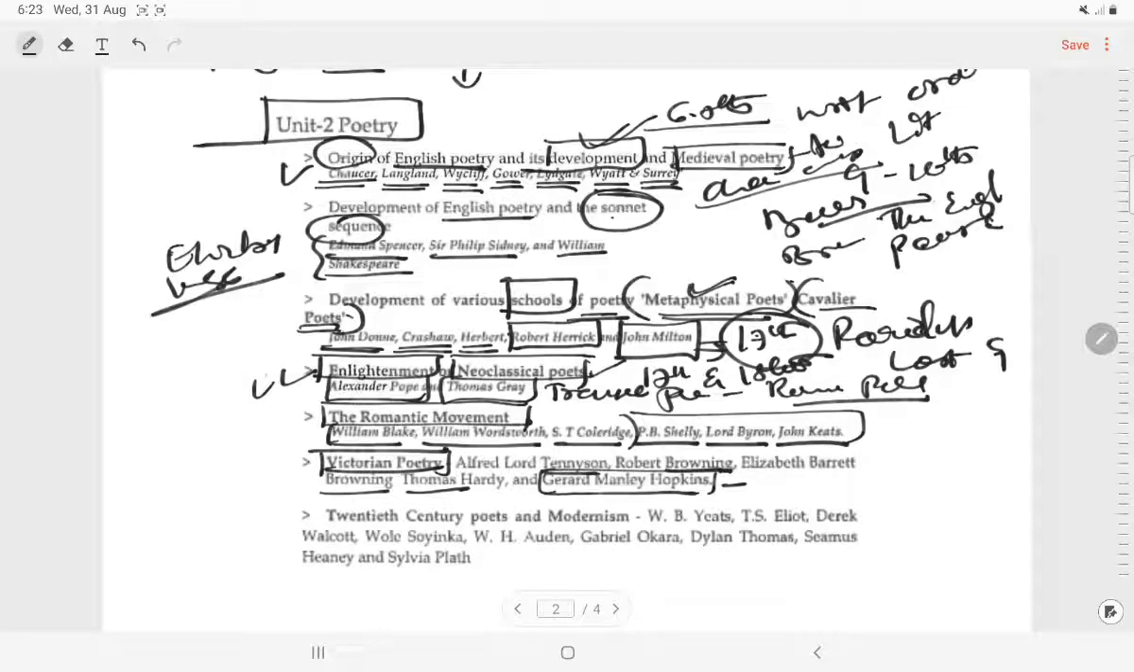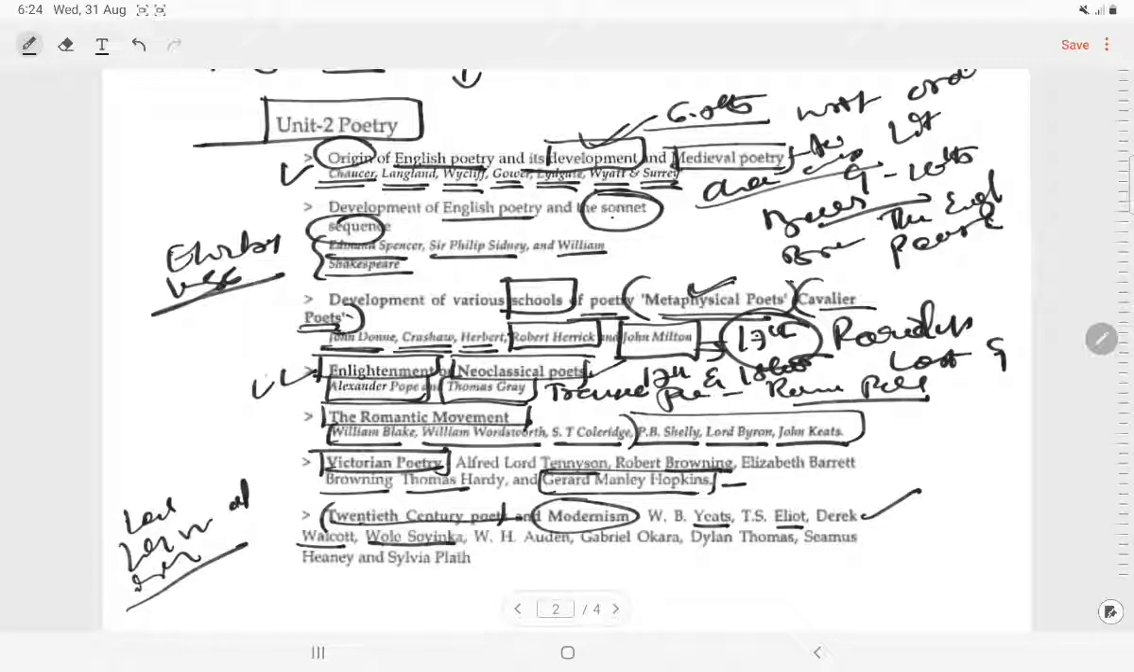Coming to the next part, the last section in the poetry part: 20th century poets and modernism. This is a big topic in the syllabus, especially in the poetry section. Here there are lots of literary movements and isms in poetry. Before that, let us see some of the poets they have mentioned, very important poets like Yeats, T.S. Eliot, Derek Walcott from the West Indies, and Wole Soyinka also, W.H. Auden, a British poet, Gabriel Okara also an African poet, Dylan Thomas, Seamus Heaney, and Sylvia Plath, an American poet.